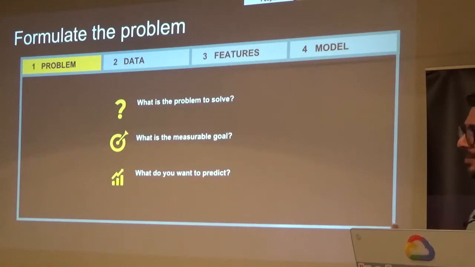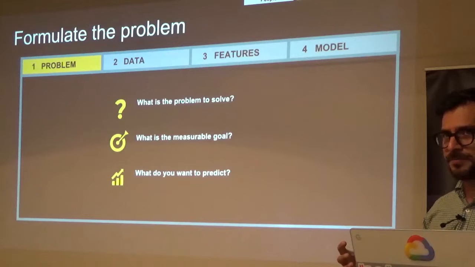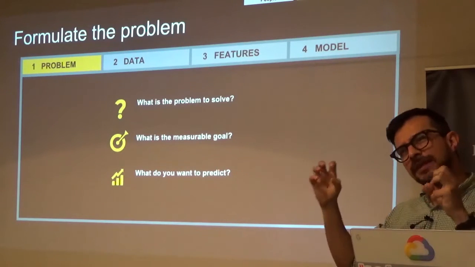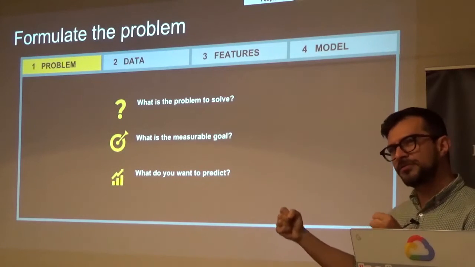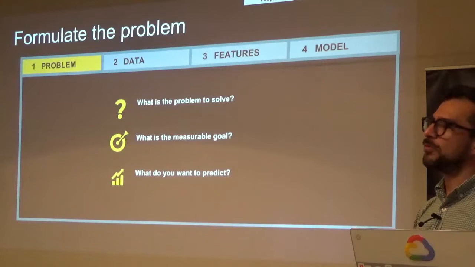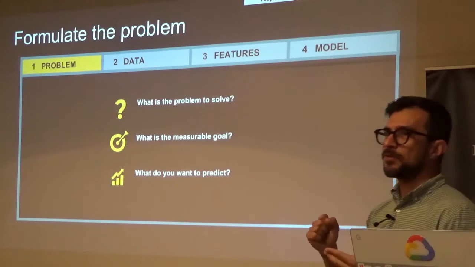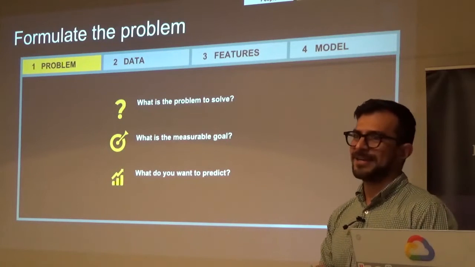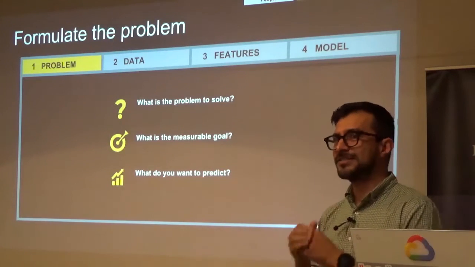As I say, the problem is the most important part. We kind of understood the things you have to think about to know if your problem is the right one for machine learning. Make sure that it's super clear what you want to solve. What is the measurable goal, and what do you want to predict, right? As I say again, machine learning is not magic.